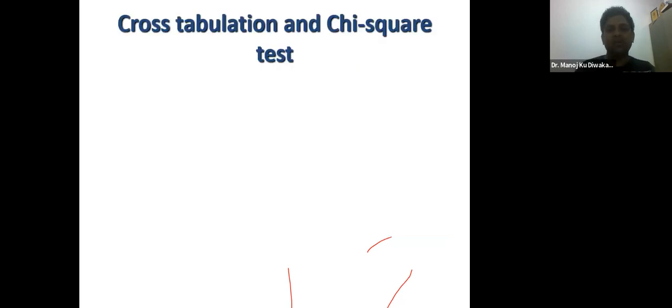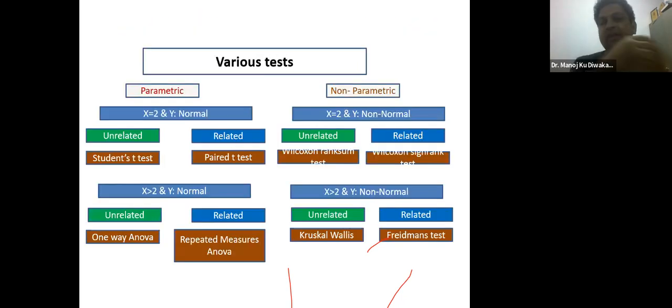Let's see another structure here. I will talk about the parametric and non-parametric. The first step here is parametric, and I wrote x equals 2 and y is normal. So if there are two samples and y is normal, meaning your data is normally distributed, then you can go for the student t-test if unrelated samples are there. If they are related samples, then you can go for the paired t-test. Same patients assessed at two different time intervals.